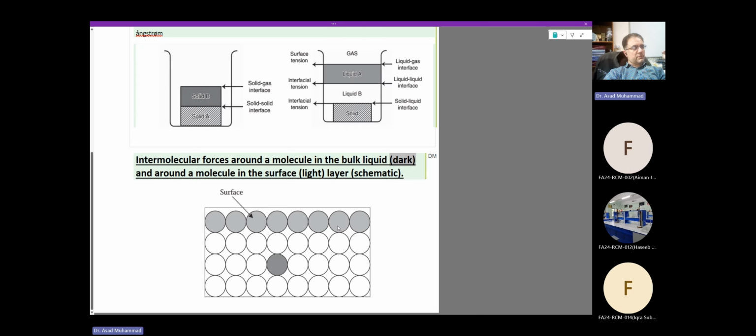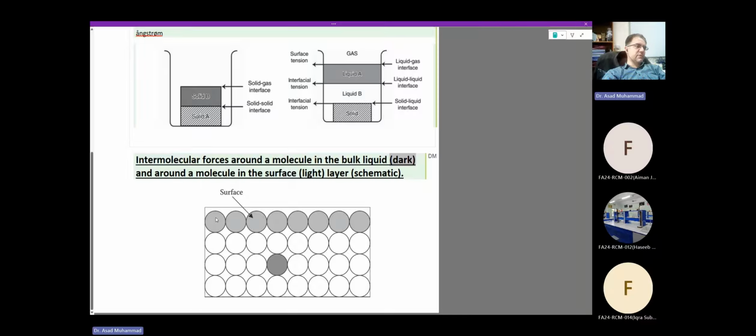If it is pulled downward, there is also a force on the sides, because this molecule is attracting on this side, this one on this side, and so on. So there is a pull downward and a pull on the side, which makes the surface stretched. That's why the surfaces of liquids are stretched, or they have surface tension. ठीक है ना. So this is why the surfaces are different.